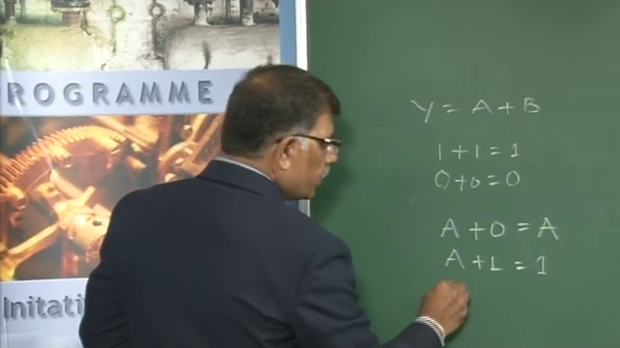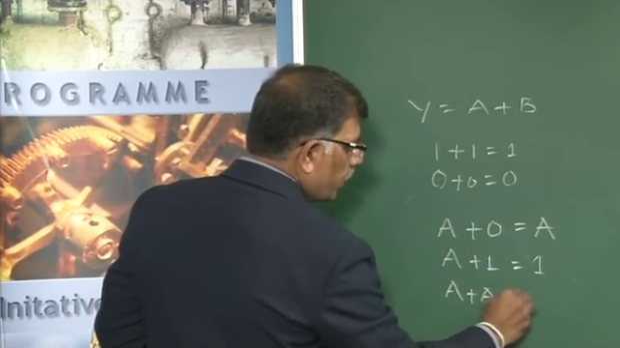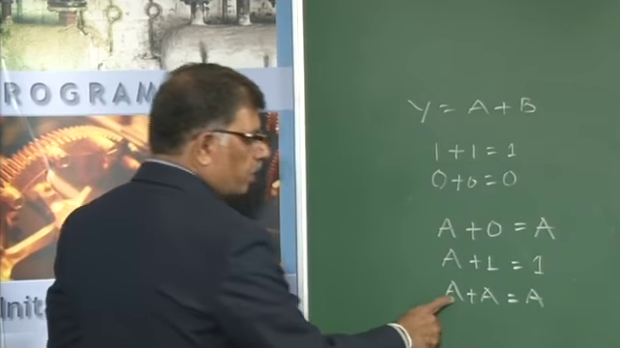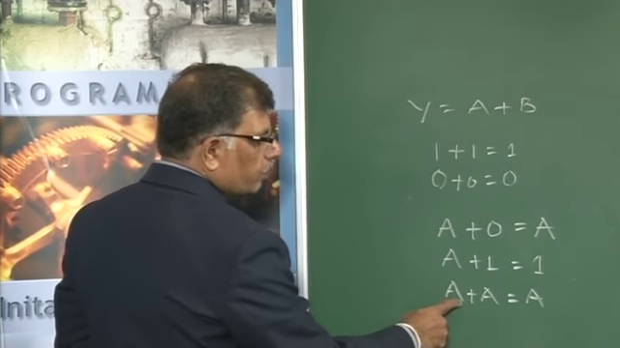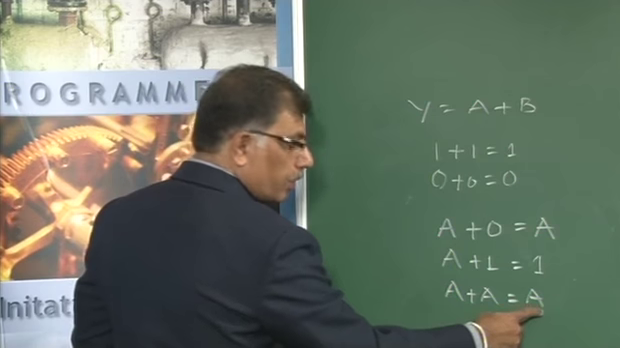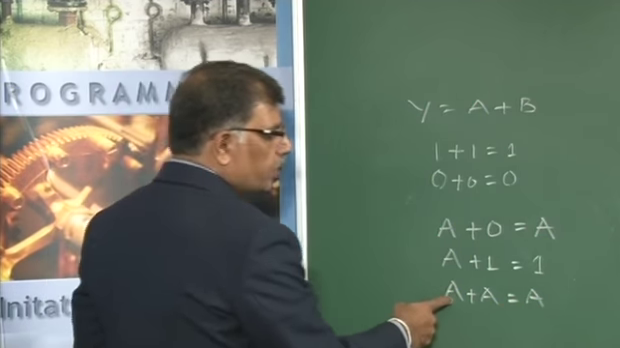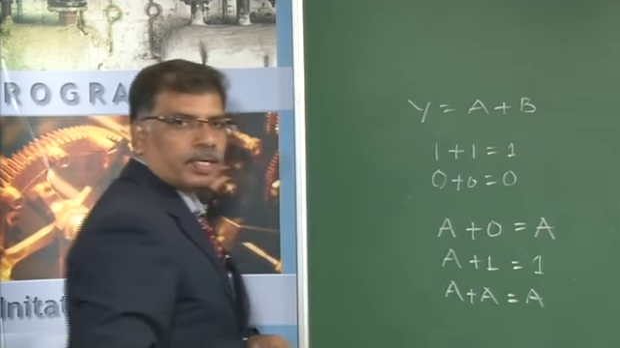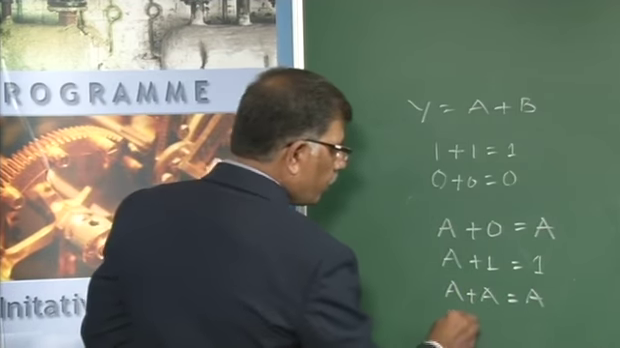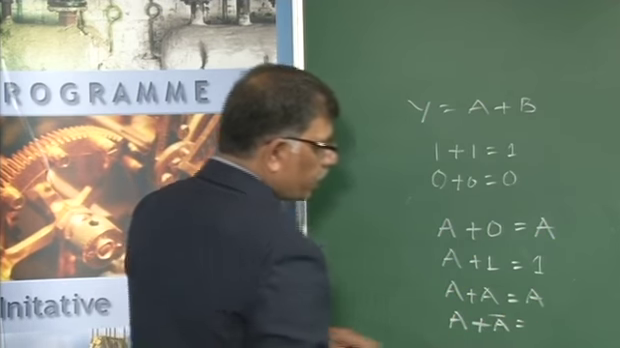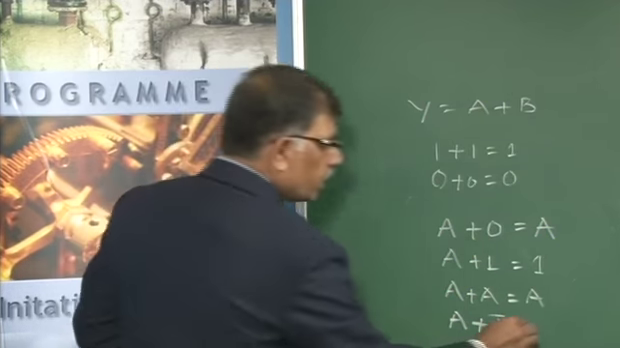If I give the same type, a plus a, it is equal to a. For example, if a is equal to 1, then 1 plus 1 is equal to a, that is 1 itself. The value I have substituted for the logical variable is 1, so you will be getting the same value, that is a. Next is the complement one, a plus a complement. What value will you get? A plus a complement is equal to 1.